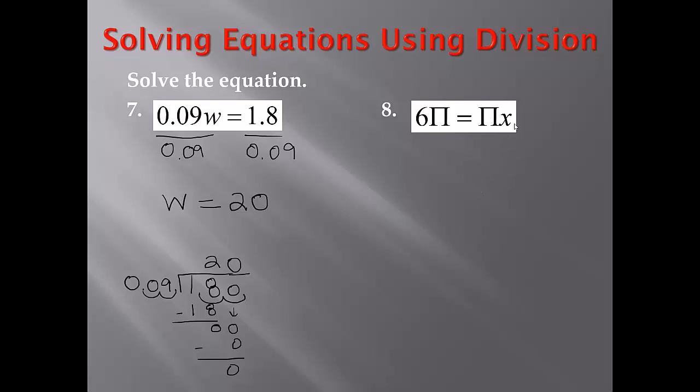We are multiplying pi times x. Since we're multiplying pi times x, we're going to divide by pi to solve for x. So we're dividing by pi on both sides. Pi divided by pi would just be 1, so it leaves us with just x on the right-hand side. And on the left-hand side, 6 pi divided by pi would just be 6, because pi divided by pi is 1. So x equals 6, which we can also write as 6 equals x. Both would be correct.